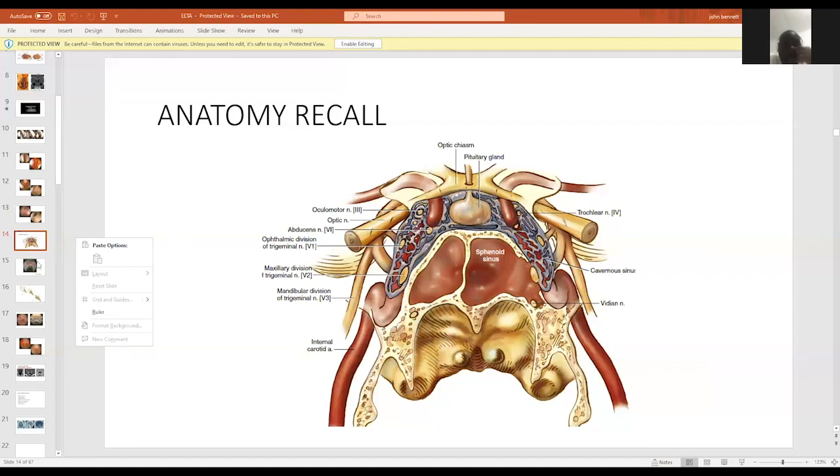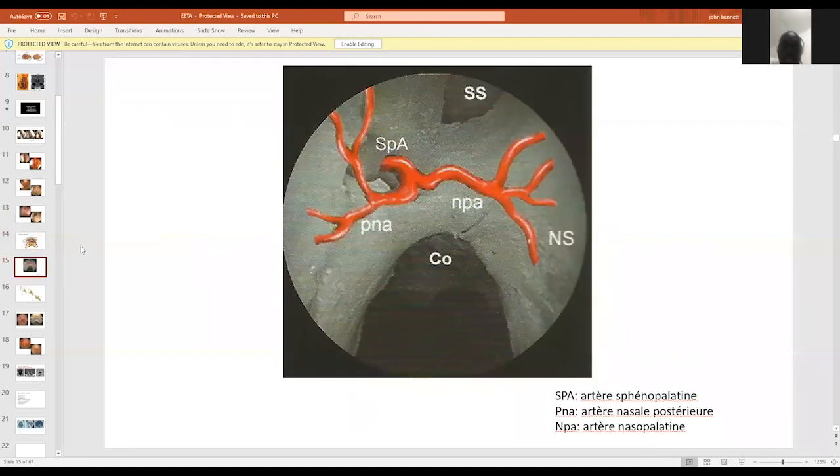Okay, so next. Here again, I want to show you the trajectory of the sphenopalatine artery. This is the right nostril. So you see in red that the sphenopalatine artery is located between the inferior margin of the sphenoethmoidal recess and the ostium upward. So at mid-distance between them, you will have the sphenopalatine artery running within the mucosa. It will give off branches that will supply the nasal septum. Okay, next slide.